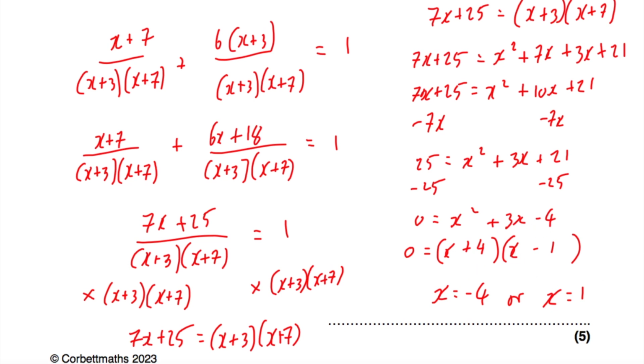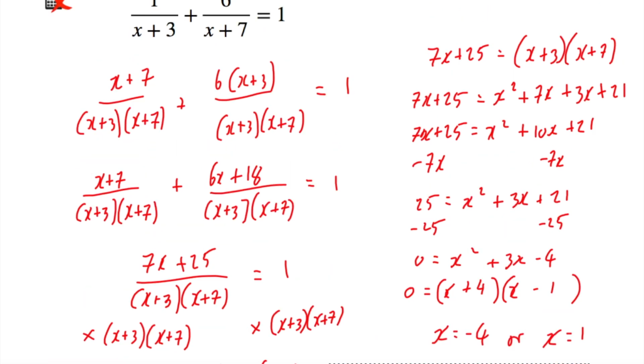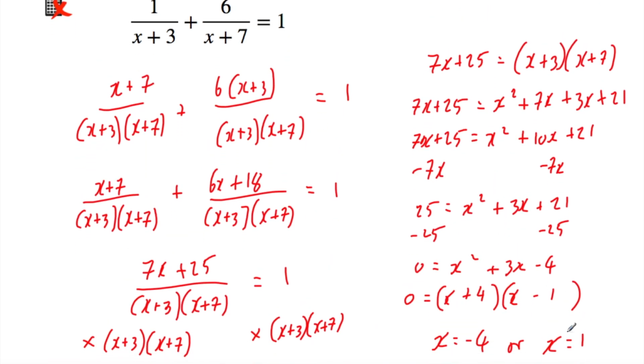And again, you can check your answer if you get those values and substitute it into the original question. So for instance, I'm just going to do 1 here. If we had 1 over 1 plus 3, well, 1 plus 3 is 4, so you've got a quarter. And then you get 6 over 1 plus 7. 1 plus 7 would be 8. 6 over 8 is 3 quarters, so you end up with a quarter plus 3 quarters, which is 1. So you know you're right. And then if you do minus 4, you find it works as well. And that's it. Okay, let's look at our next question, question number 3.